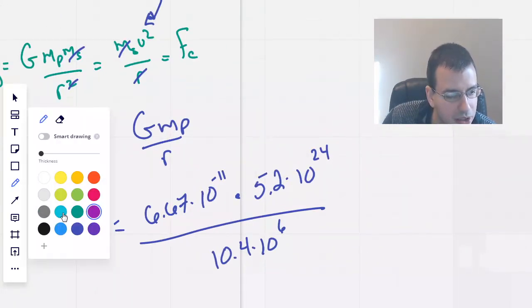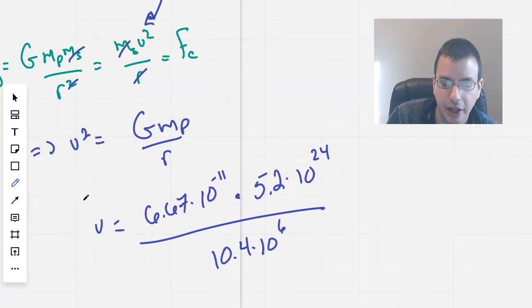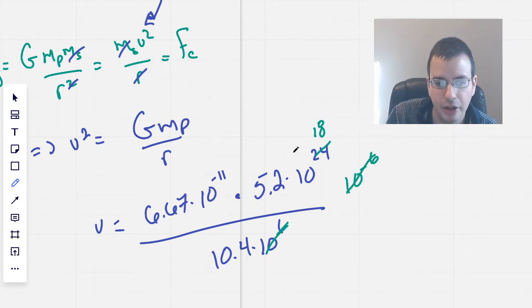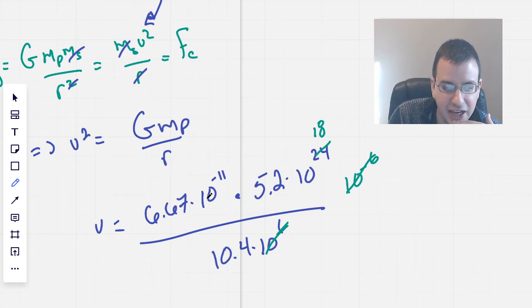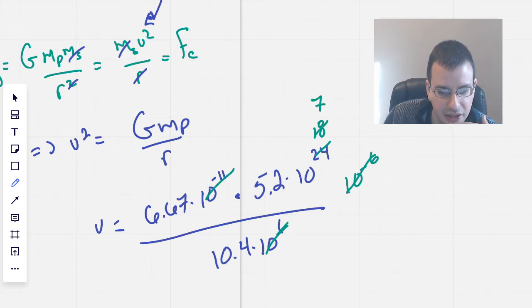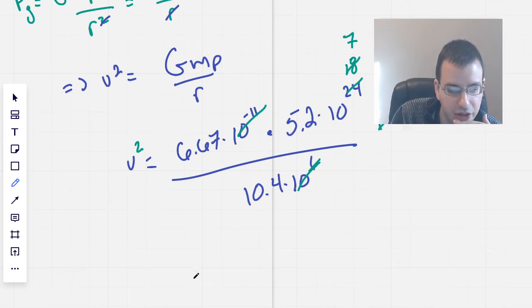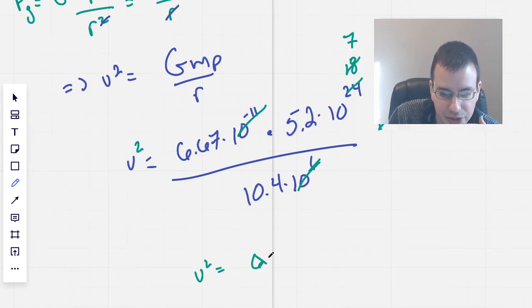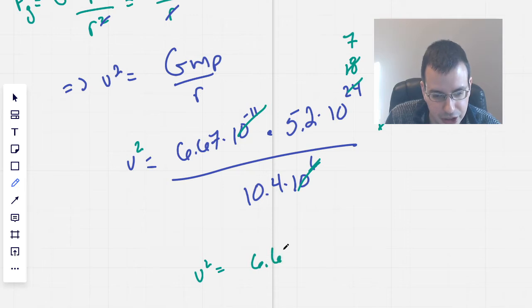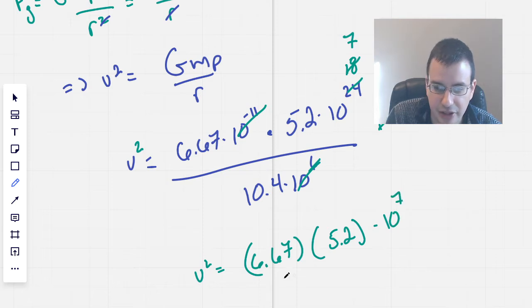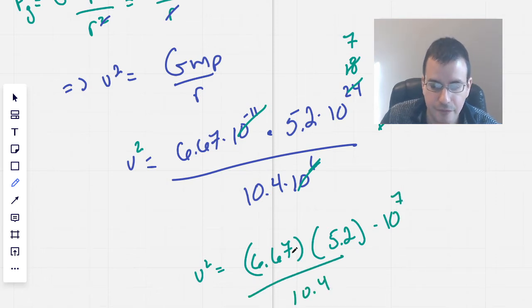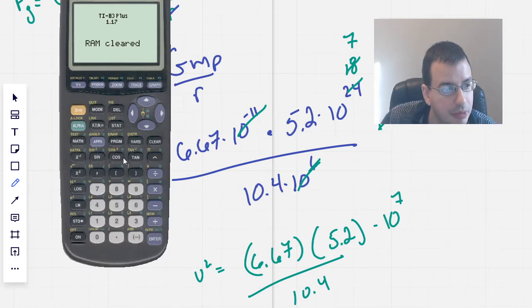Okay, we should do green, better contrast. So 24 minus 6 is 18. 10 to the 6 on the bottom is the same as 10 to the negative 6 on top. And then to combine these, you just add the 24 and negative 6. Then we'll combine the negative 11 and 18 and get 7. And so we are left with v squared equals 6.67 times 5.2 times 10 to the 7th all over 10.4. Get the calculator.